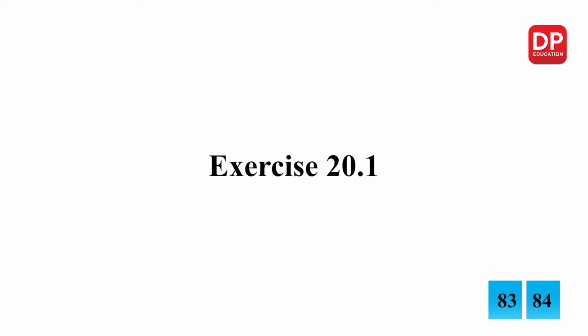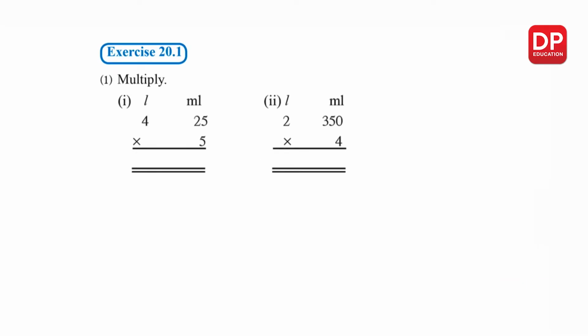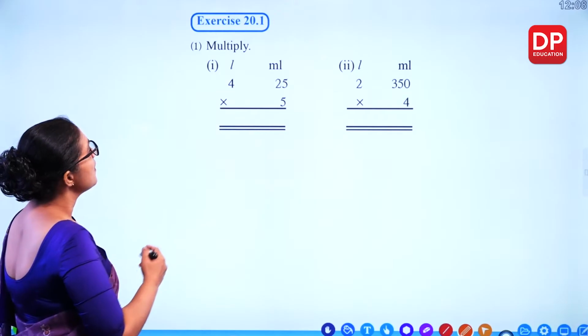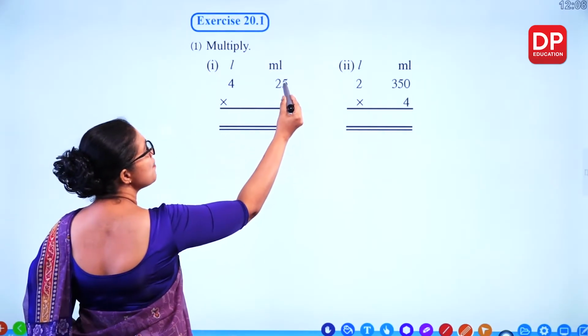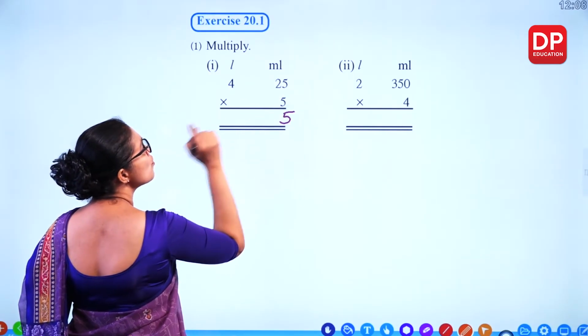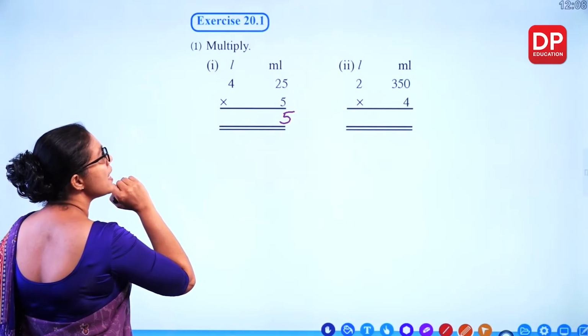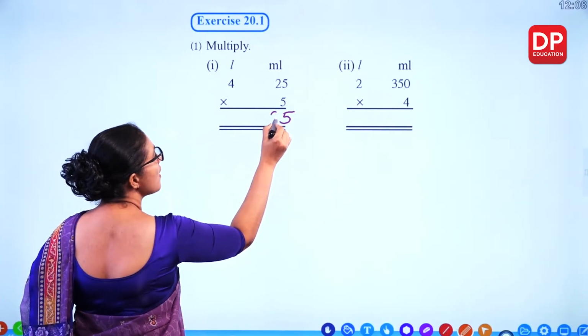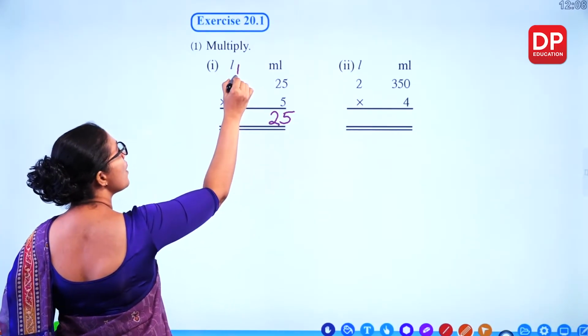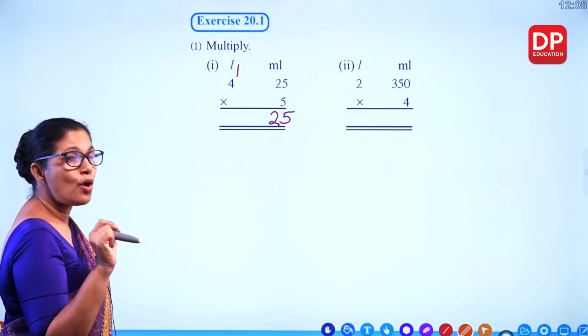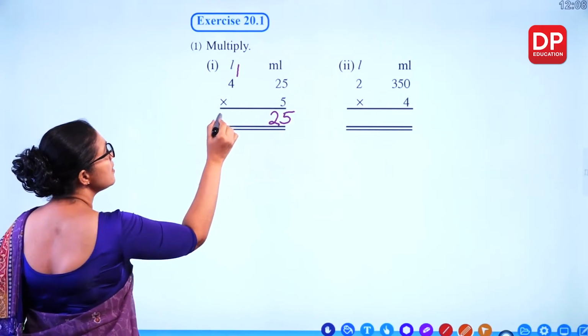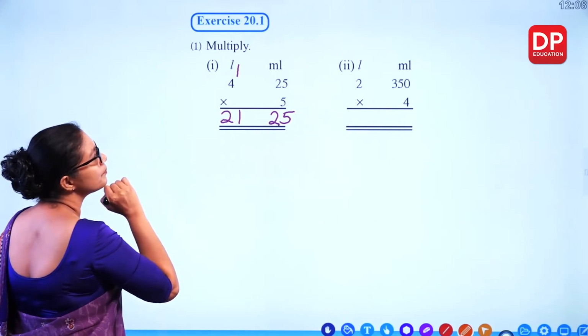Exercise 20.1, multiplication. So you can multiply at once. 5 times 5, 25. 2 remaining. 5 times 2, 10. 10 plus 2, 12. You put 2 and take 1 here. 5 times 4, 20. 20 plus 1, 21.